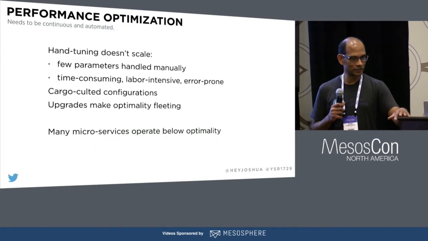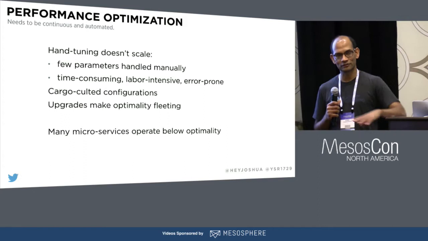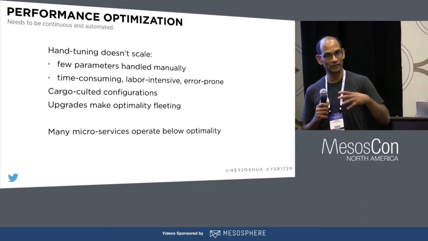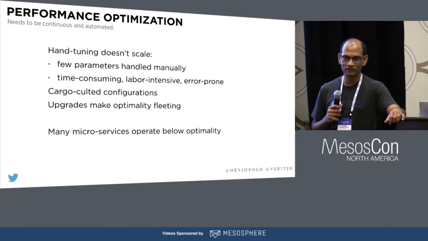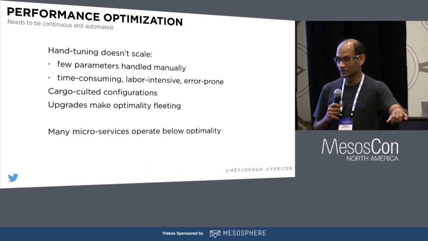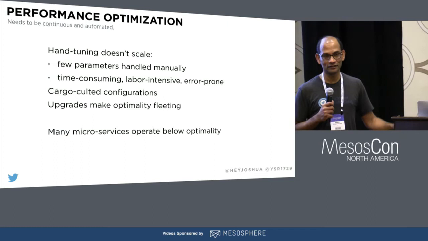So there's quite a bit of churn going on in the data center, there's a lot of heterogeneity, and trying to get optimal performance across the entire spectrum and making that be optimal over time is a difficult problem that no amount of manual tuning will address. And so it turns out that if we follow the manual approach, then it goes without saying that many microservices will in fact be operating below optimality.